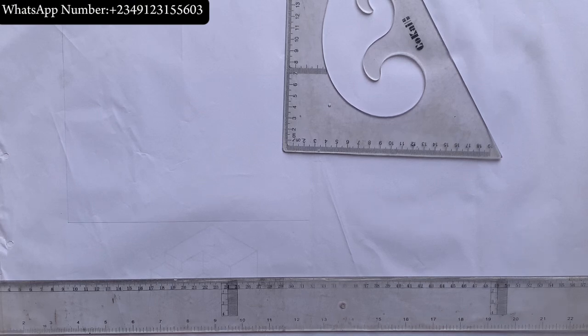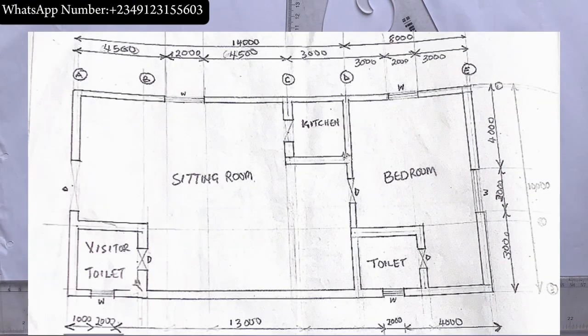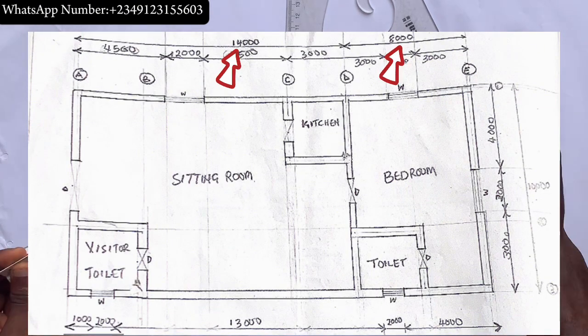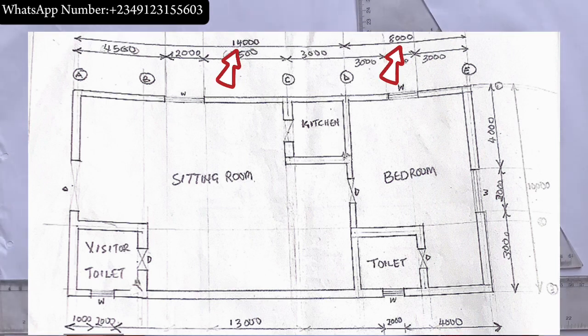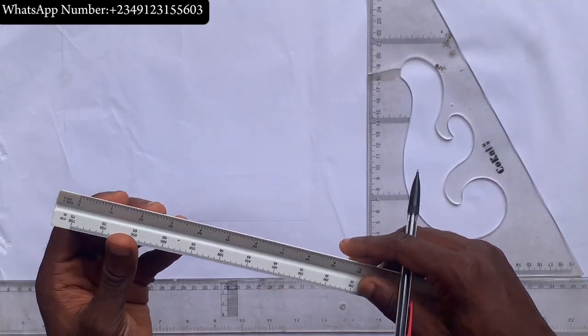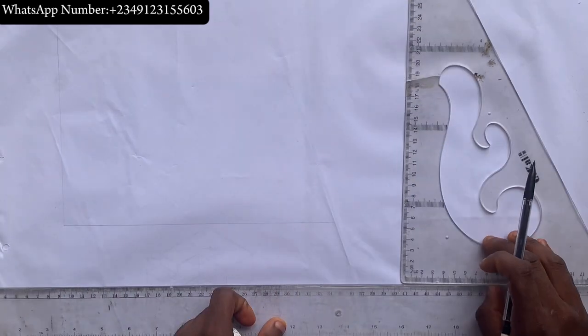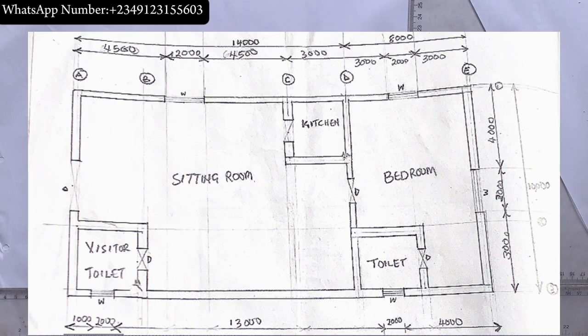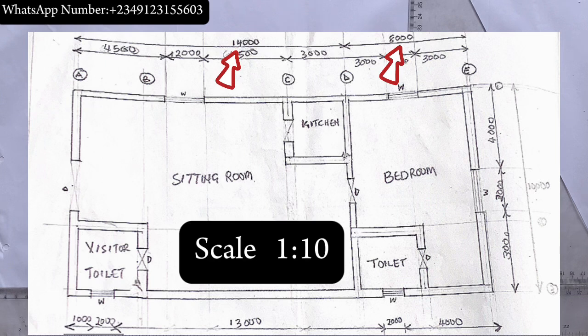Mind you, after drawing this form, I'll get the length and the breadth of the building. If you observe closely, the entire length of the building is given as 14,000 plus 8,000. If I add up 14,000 plus 8,000, I'll have 22,000. Now usually we use a standard scale, and the standard scale is 1:50. But in this question they gave us, we're told to use 1:10. So let's agree with this scale, 1:10.